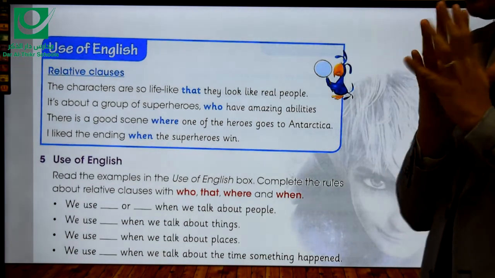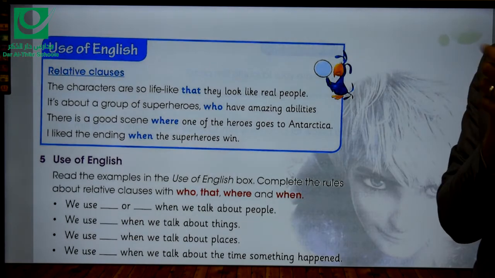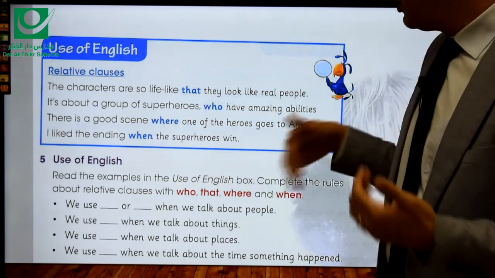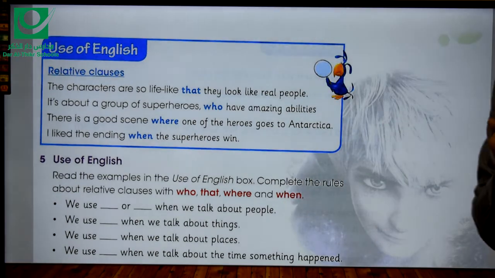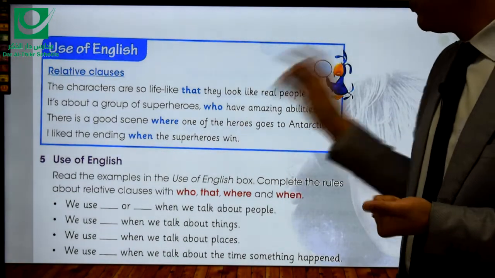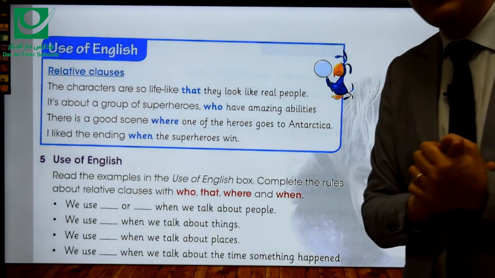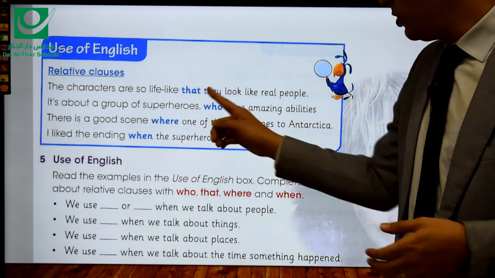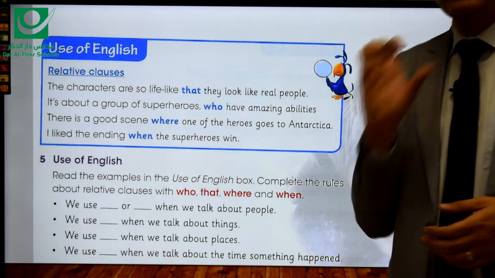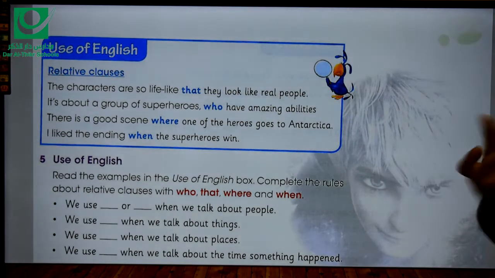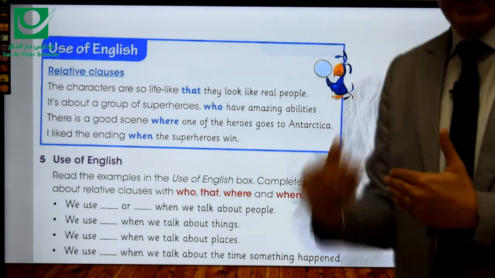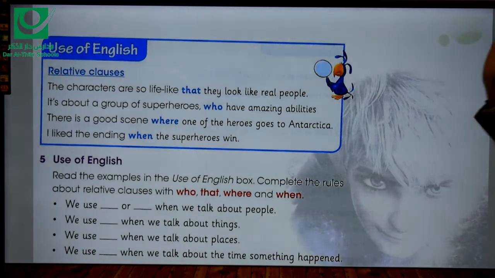What about people? The place. If we talk about the place, of course we need to use where. When we talk about people, we use the word who. And if we want to talk about things, we use the word that. By the way, the word that can be used to talk about people as well. How do I know? Let's take some more examples to understand more.